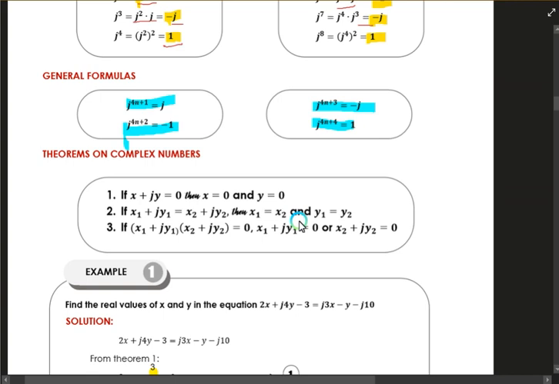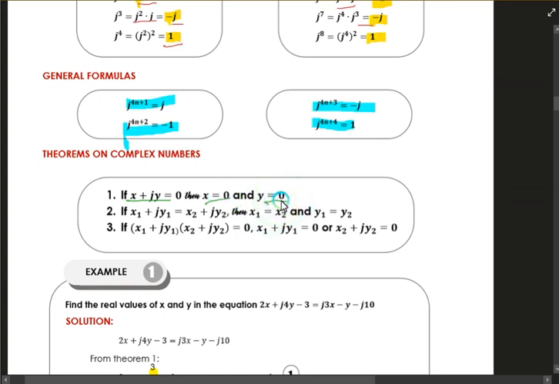Next, we will have theorems on complex numbers. We have three theorems that we need to know in terms of complex numbers. Based on our module, we have three theorems of complex numbers. First, if x plus jy is equal to 0, then x is equal to 0 and y is equal to 0.